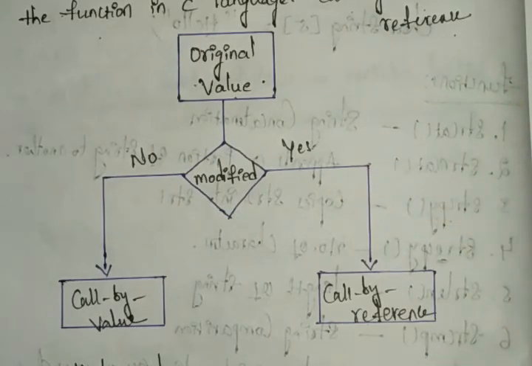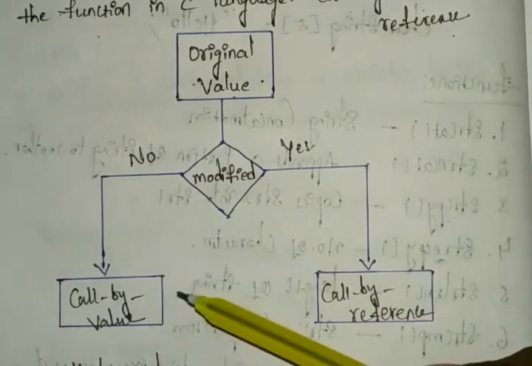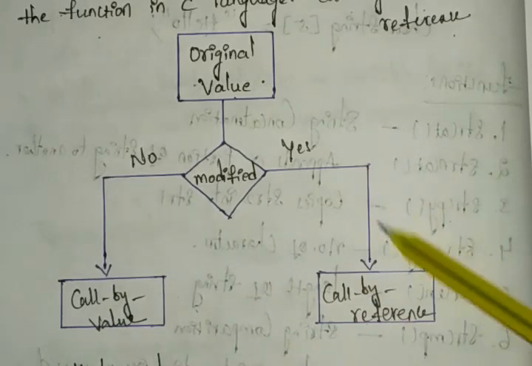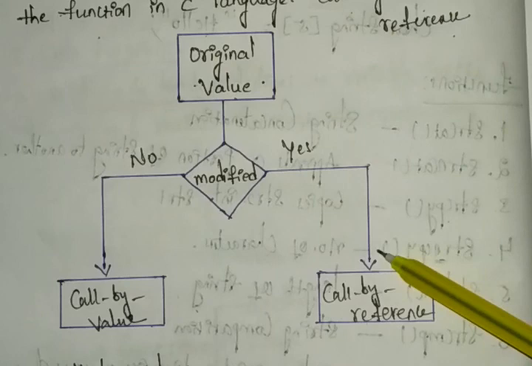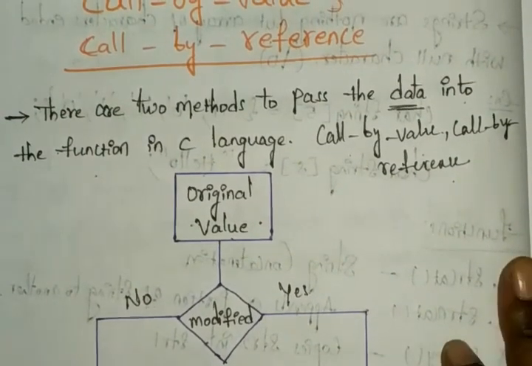So if we do modifications, if it is call by reference, the change is reflected. If it is call by value, the value will remain constant despite the modification. It will change the values in our reference. This is how we can work with call by value and call by reference.